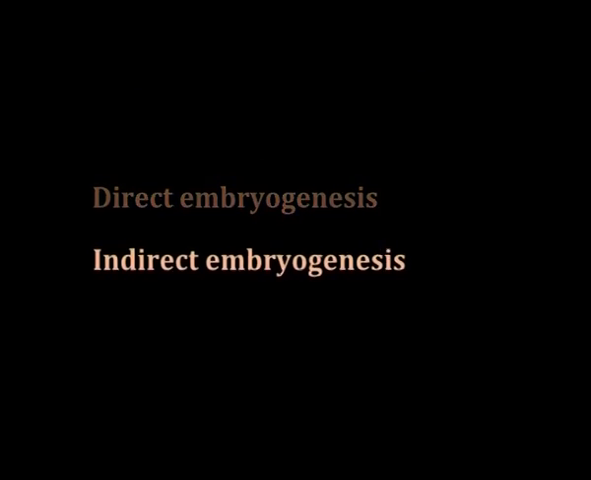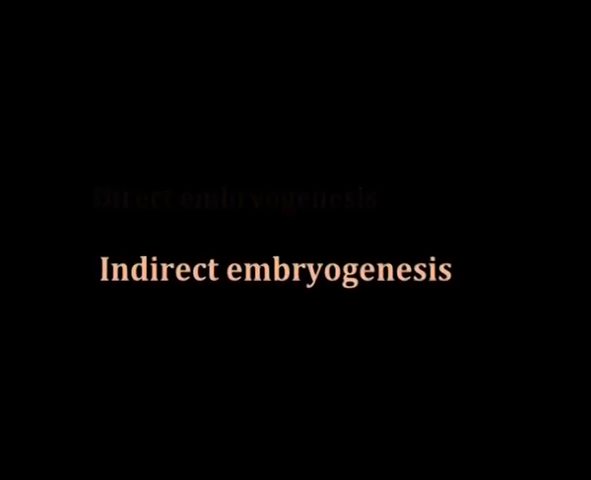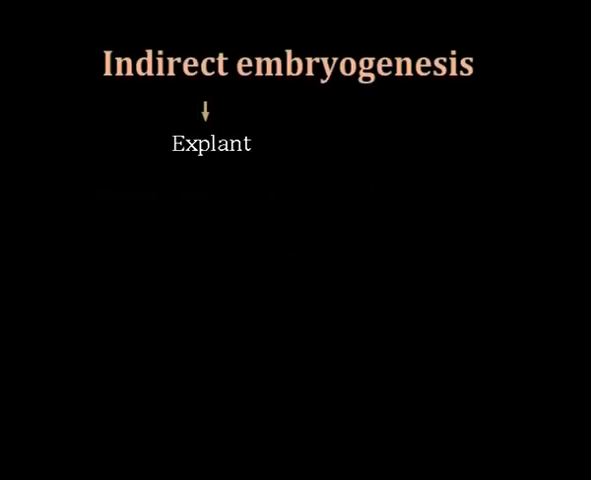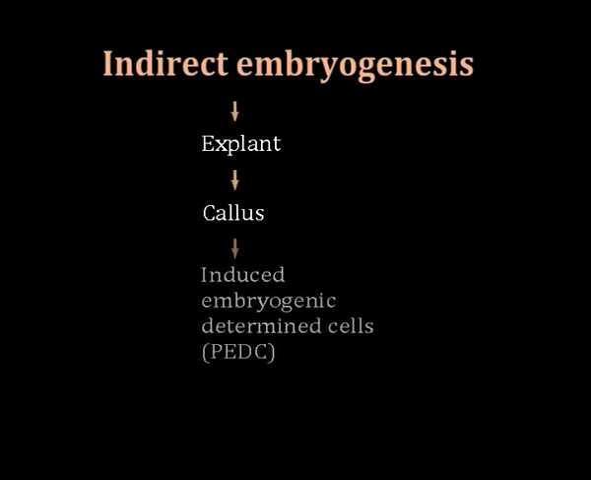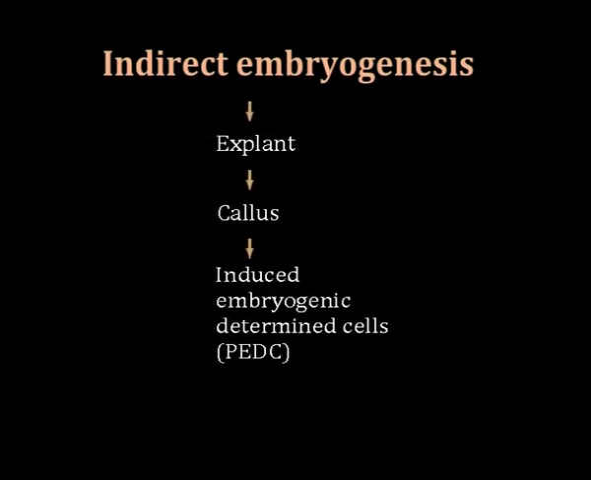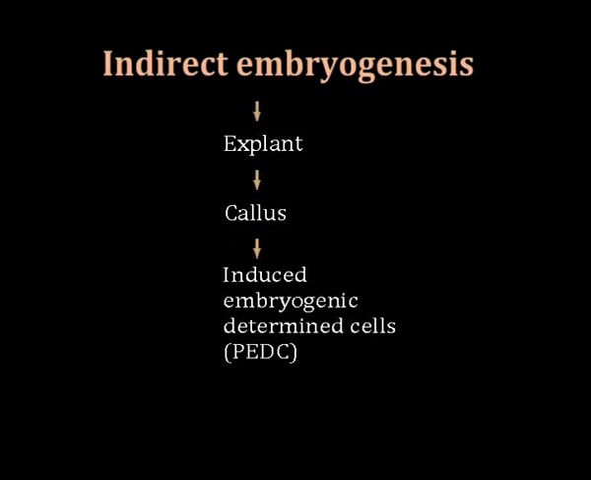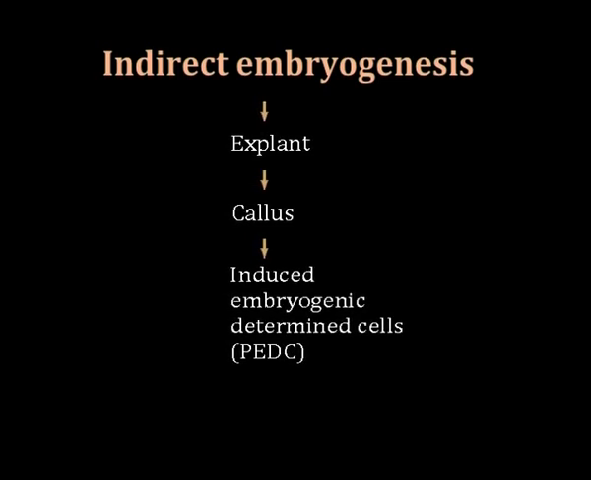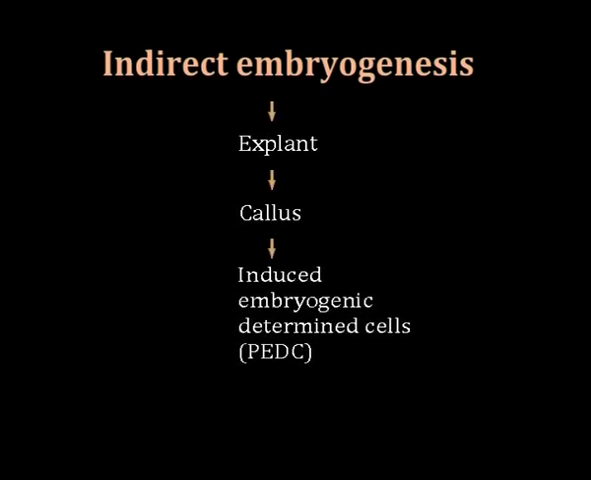The second pattern is indirect embryogenesis. It is the formation of embryos from cells of callus tissue called the embryogenically determined cells, which are induced to form embryos and are known as induced embryogenic determined cells.